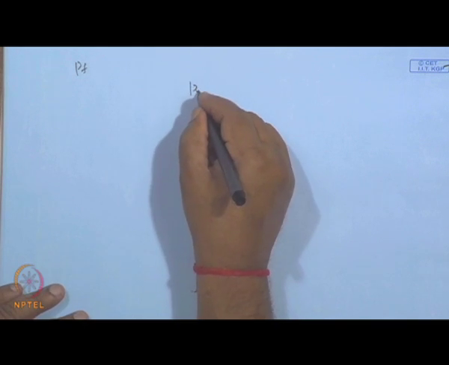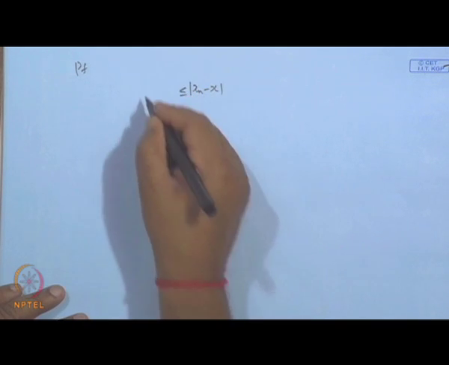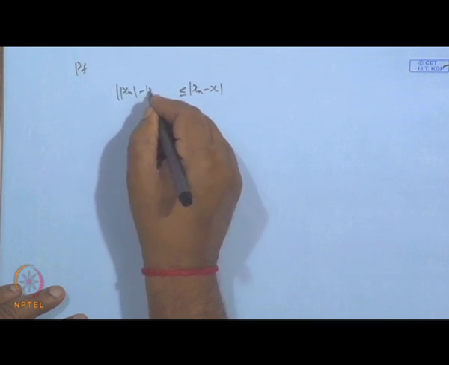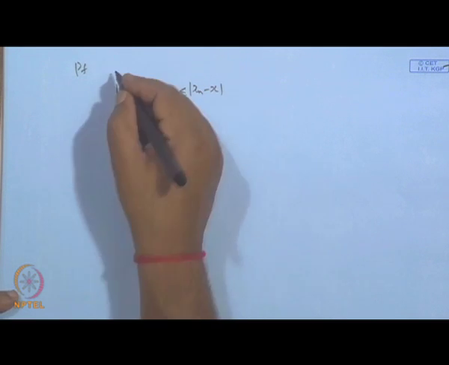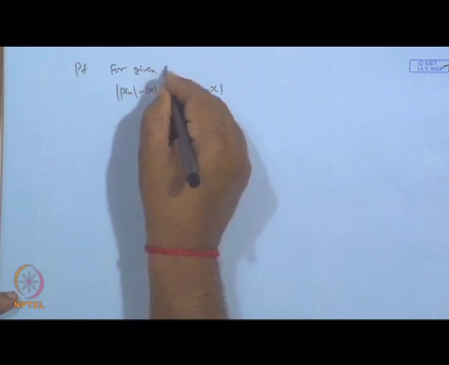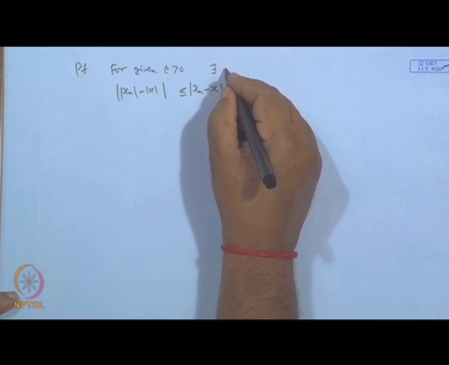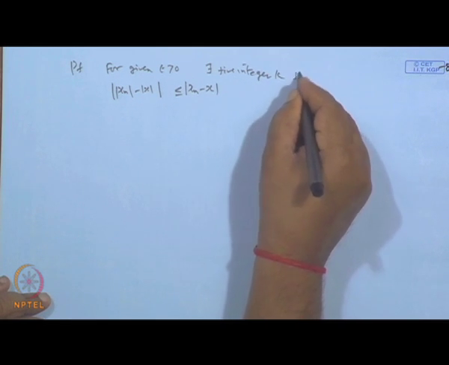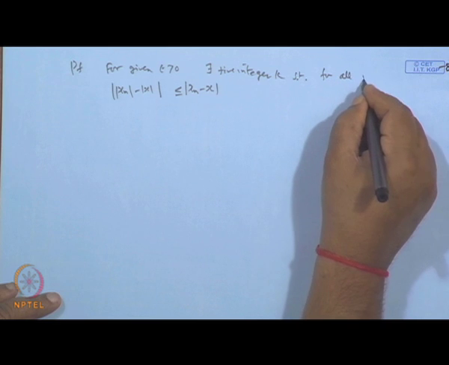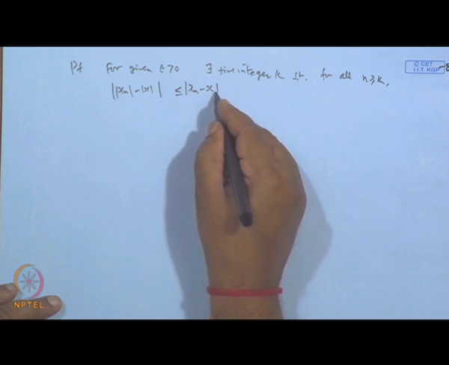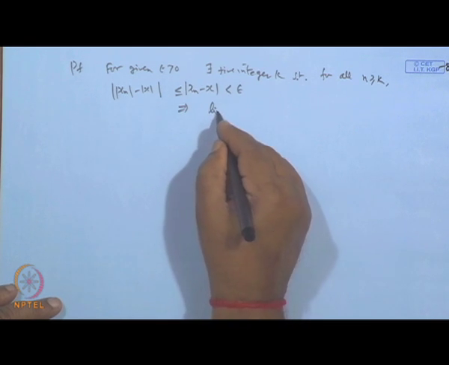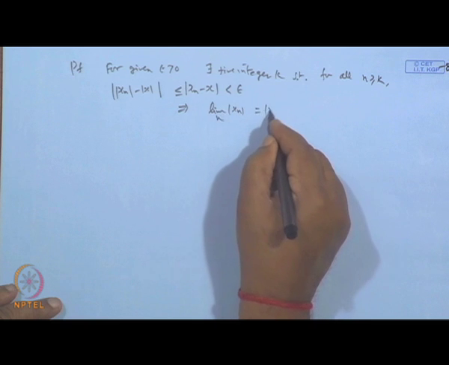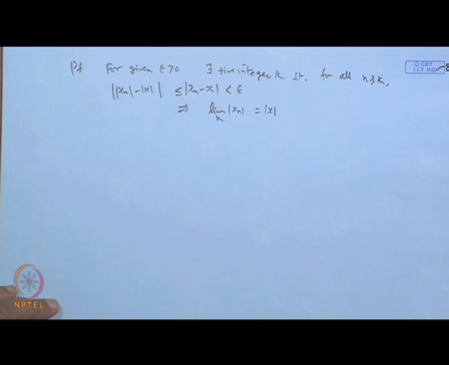This follows from this inequality: mod of xn minus x is greater than or equal to mod xn minus mod x, the triangular inequality. We know this result. So, if xn converges to x, it means for a given epsilon greater than 0, there exists a positive integer k such that for all n greater than or equal to k, this part is less than epsilon. So, this part less than epsilon means this part. So, this shows the limit of mod xn over n is mod x. So, that is what is shown. Okay.